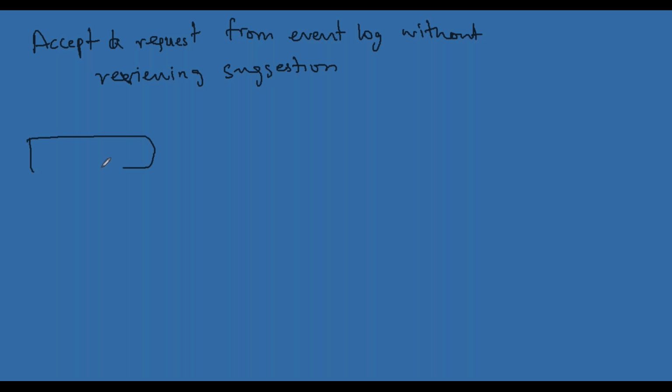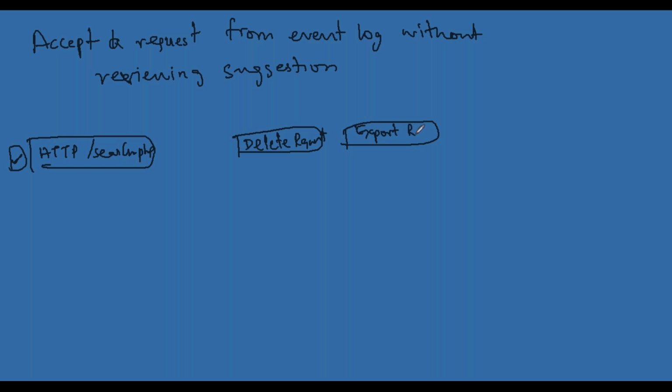So in the event logs, let's say in the left screen, you have a request for, let's say, http search.php. So on the event logs, you will get three options. When you click on this specific request, you will get the option as delete request, export request, or accept request.